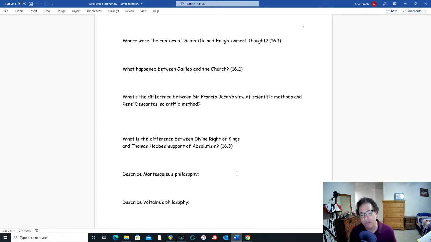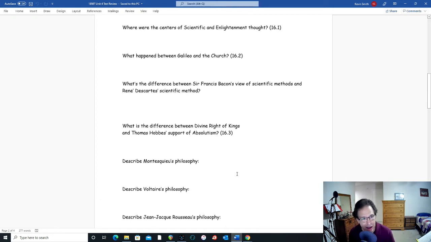He was dragged in front of the Holy Office, also called the Roman Inquisition. We talked about that when we talked about the Counter-Reformation. And he was forced to recant his belief in heliocentrism, which the court called the Copernican heresy. And he was placed under house arrest for the rest of his life. Of course, he was already old by that time.